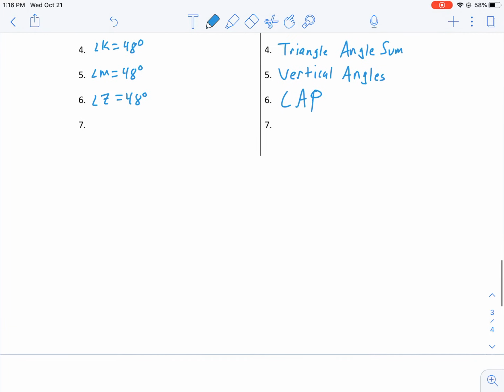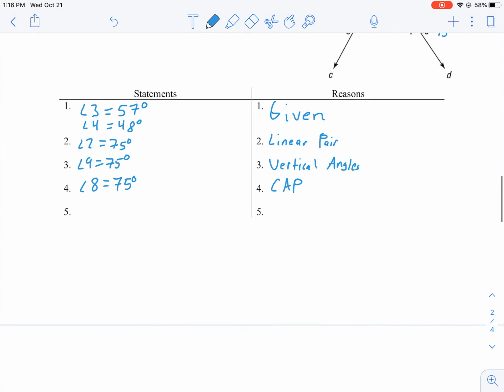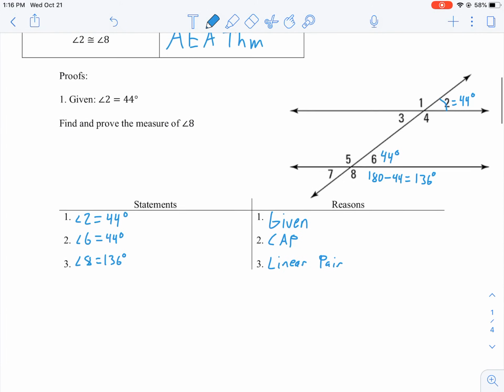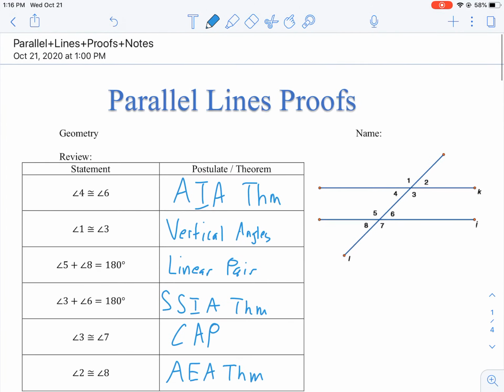So go ahead and try the practice, right? The practice is exactly like this, all right? You're just kind of going through your picture, stating what you know, and giving your reasons. So if you have any questions, let me know.